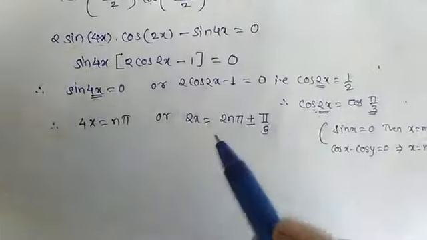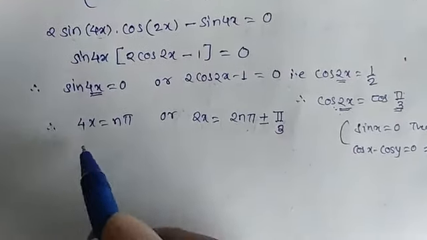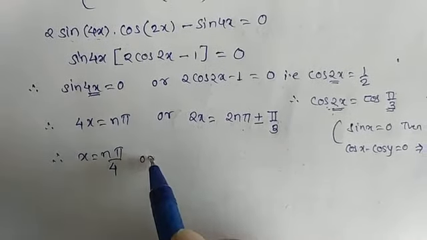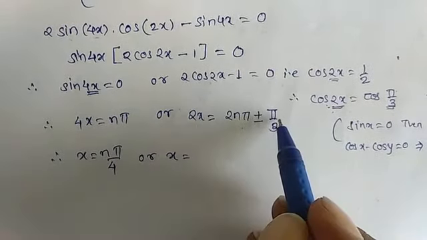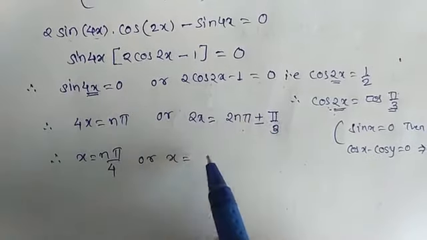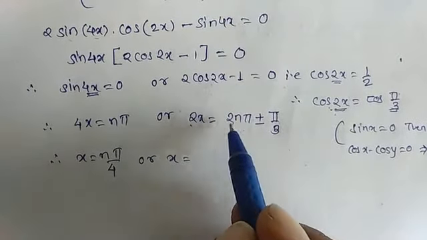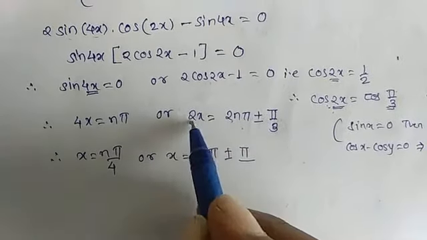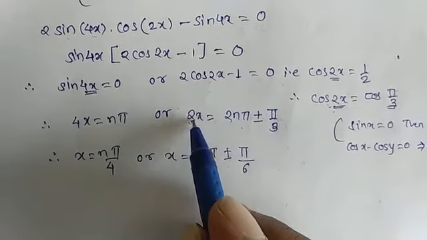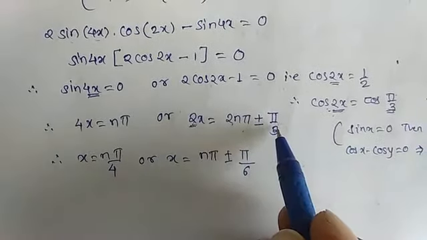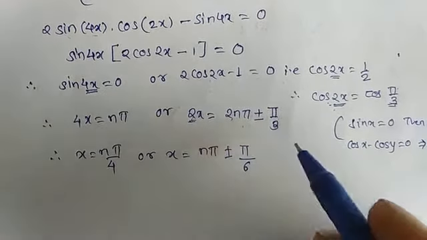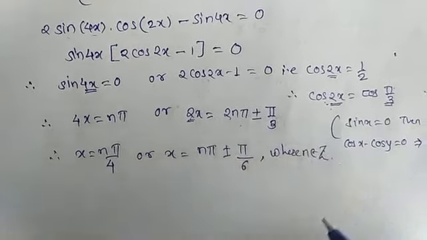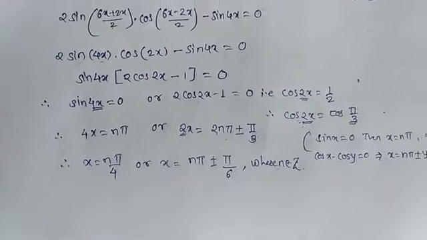So it can be written as x is equal to n pi by 4, or x is equal to, here we divide throughout, so 2 divided by 2 will be n pi plus or minus pi by, here 3 into 2 will be 6, because the 2 is a multiple and the right side is divisible, where n belongs to Z. Which is our required answer.